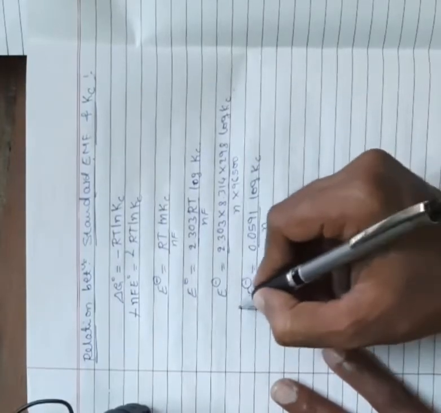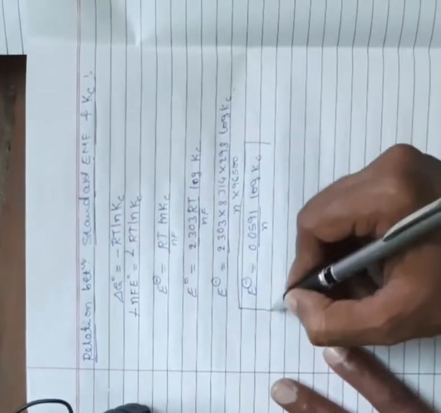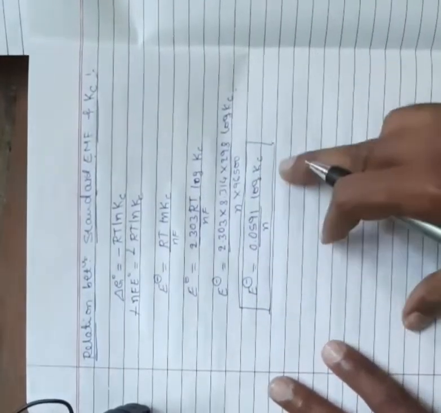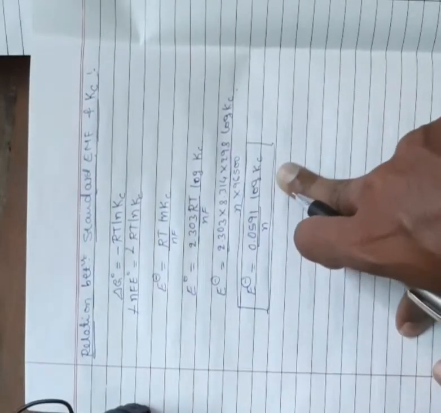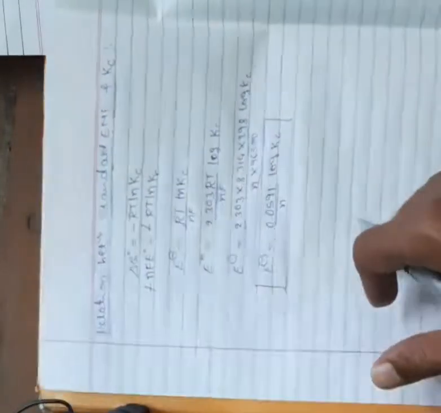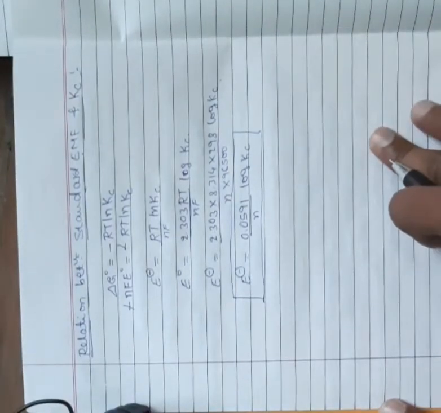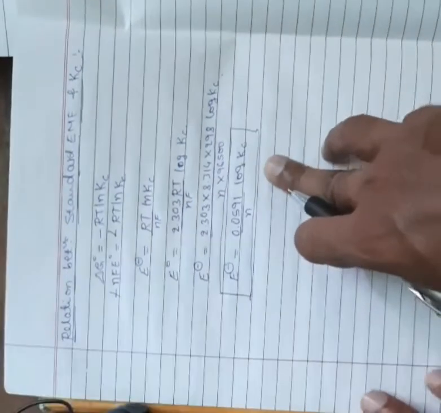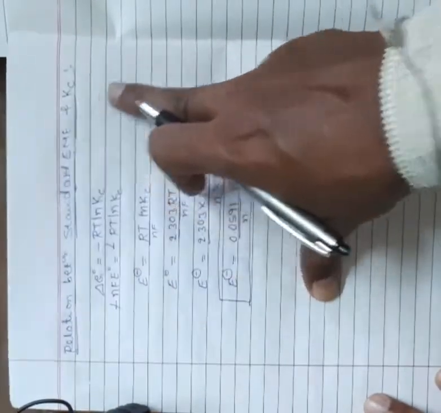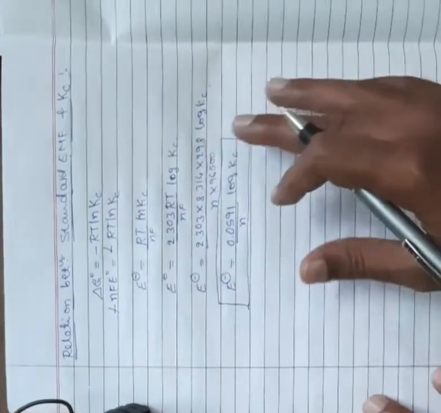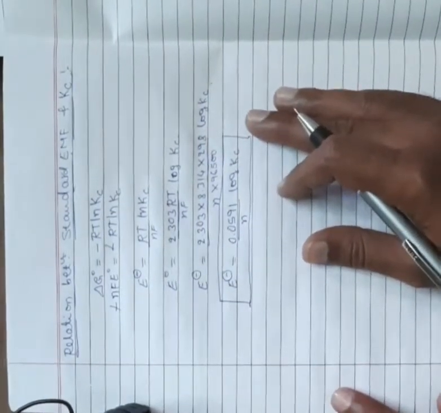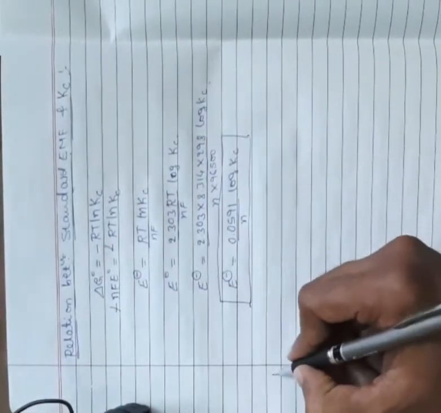So this is a second relationship between the standard EMF of a cell and the equilibrium constant. The first one, ΔG° = -nFE°, is the relationship between the electrochemical cell and the standard Gibbs free energy, and the second relation is between the standard EMF and the equilibrium constant. Based on this we will solve some problems. So that is the first problem.